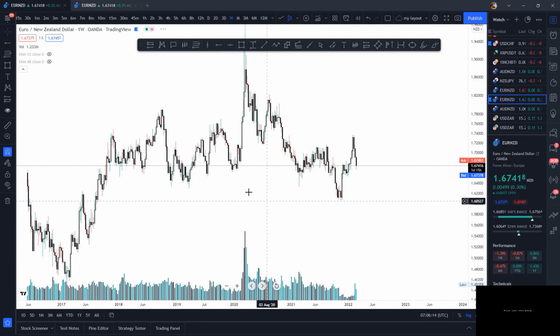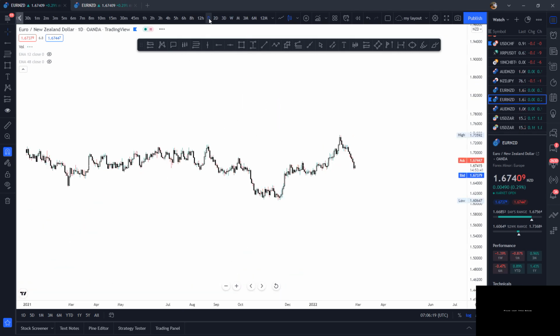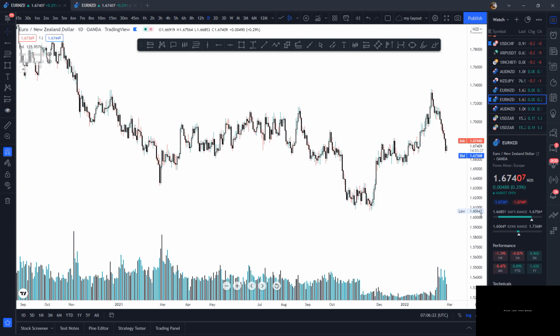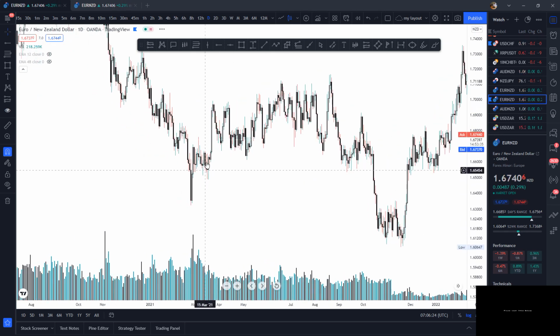Euro and ZD, I'll use the daily and the 4-hour chart. So for instance here, we had this strong move to the upside. We have a demand zone here. This candle was a demand zone. Now this is the open of that candle.